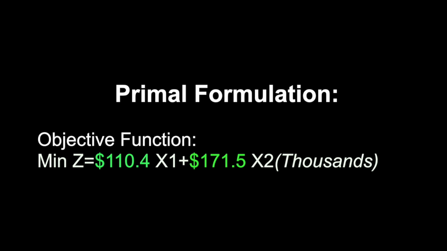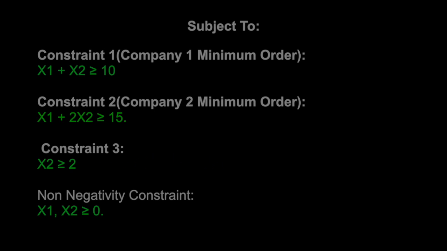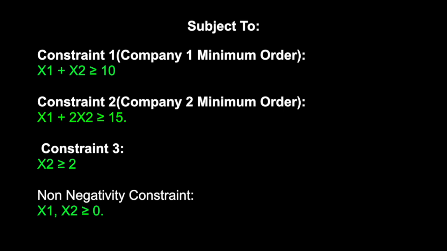And hence, the objective function for the primal formulation is a minimization function, and it equals $110.4 thousand times x1 plus $171.5 thousand times x2. Our objective formulation is subject to a few constraints. The first constraint is based off the Company 1 minimum order. It states that the combined implementation of escalators and elevators has to be greater than or equal to 10. And for Company 2, the combined order of escalators and elevators has to be greater than or equal to 15.